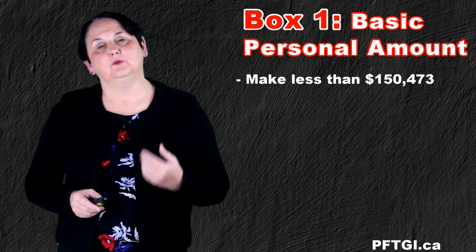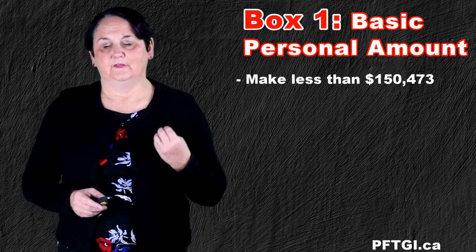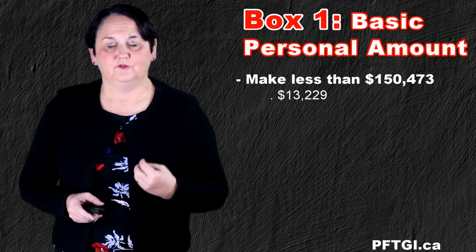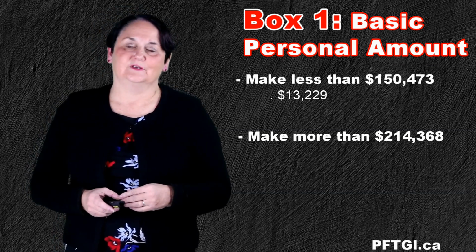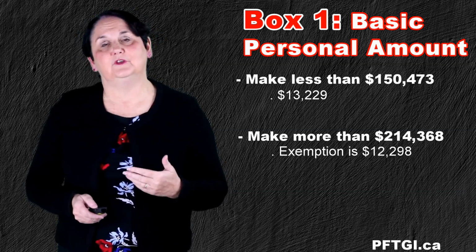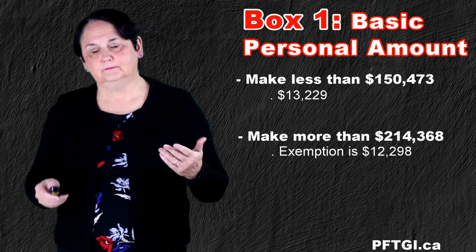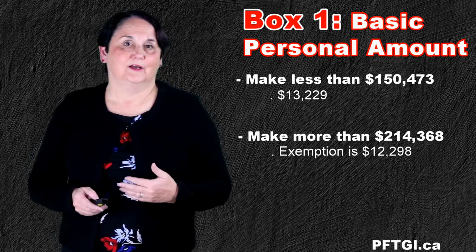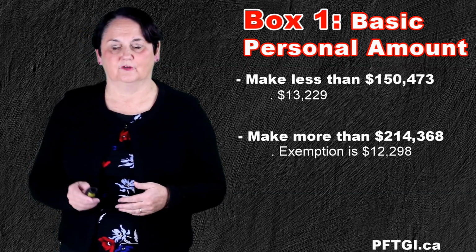So the deal is, if you make less than $150,473 in 2020, then the exemption that you should put in box 1 is $13,229. If you make more than $214,368, then your exemption has dropped to $12,298. If your income's in between the 150 and the 214 numbers that I just quoted, there's a worksheet to prorate it. Again, perhaps you just go with the lowest number anyway, because if you do end up having more tax taken off than you needed, well, you are going to get it back. So how many worksheets do you want to fill in?